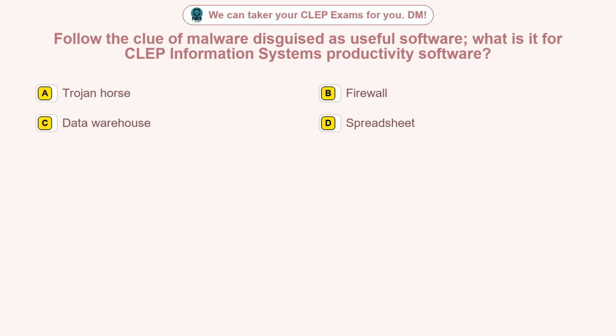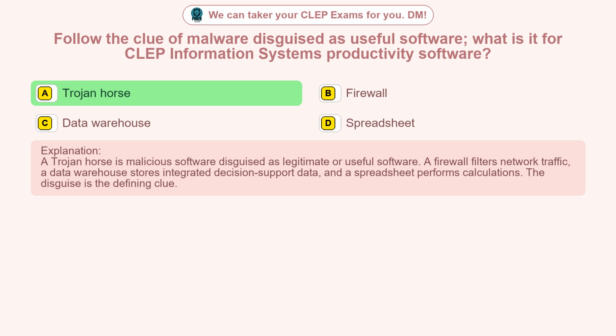Question 41. Follow the clue of malware disguised as useful software. What is it for CLEP Information Systems productivity software? Option A. Trojan horse. Option B. Firewall. Option C. Data warehouse. Option D. Spreadsheet. The correct answer is option A. Trojan horse. A Trojan horse is malicious software disguised as legitimate or useful software.